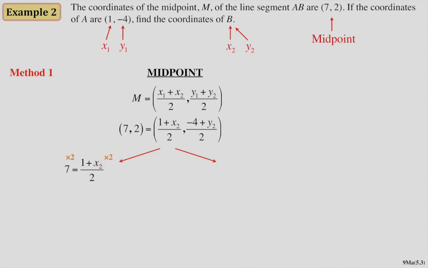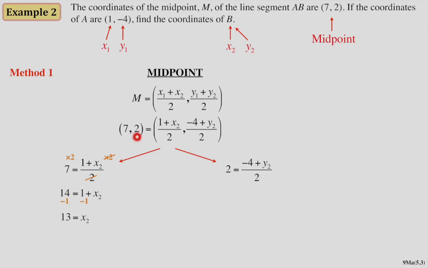I want to get x2 by itself, so let's times both sides by 2. The 2s cancel, so it'll be left 7 times 2. I get 14 equals 1 plus x2. Minus 1 from both sides, and I get x2 equals 13.